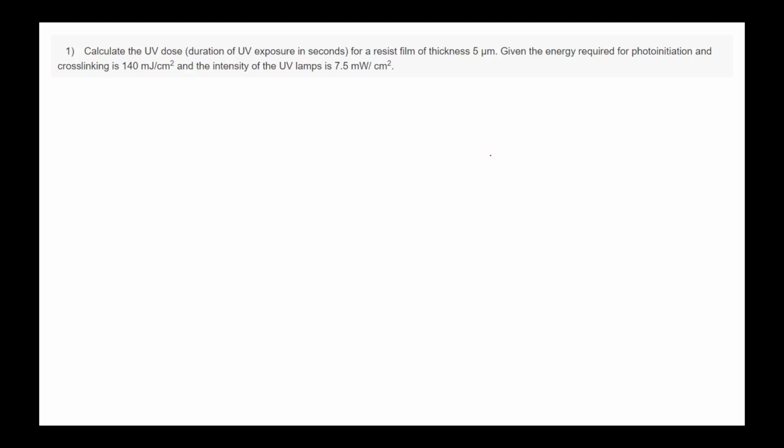So our first question will be mainly the numerical type. The question is asking to calculate the UV dose, that is, the duration of UV exposure in seconds, for a resist film of thickness 5 micrometer, given the energy required for photoinitiation and cross-linking is 140 millijoule per centimeter square, and the intensity of the UV lamps is 7.5 milliwatt per centimeter square. So this is the question.